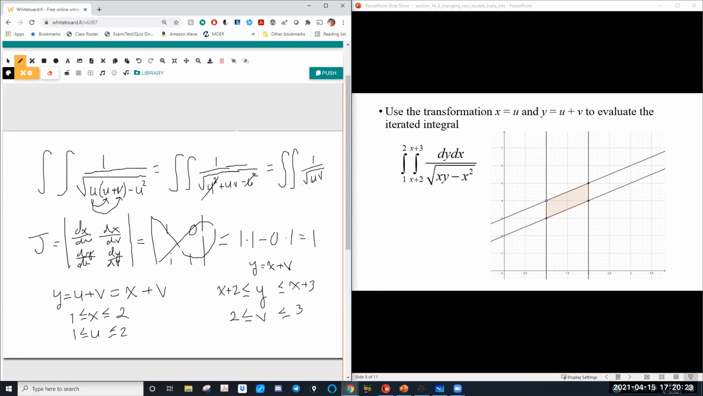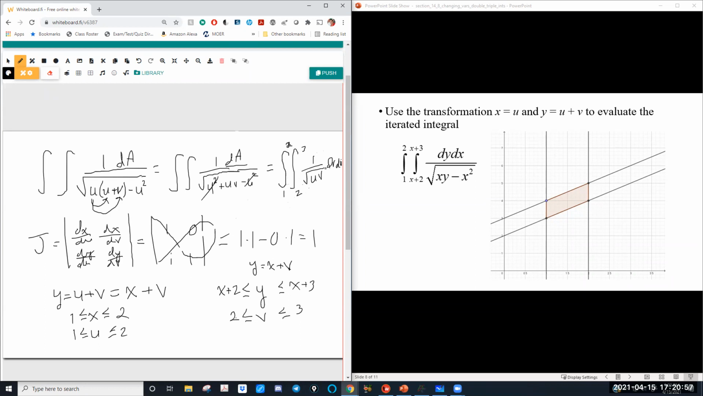Now, this may not look like the prettiest integral as written, but remember, this can be split into 1 over square root of u times 1 over square root of v, and then we do each of those separately. The order doesn't matter, so we could do dv first and then du. Let's just put dA since we didn't decide until the end. So if we do dv, v goes from 2 to 3, u is going to go from 1 to 2.